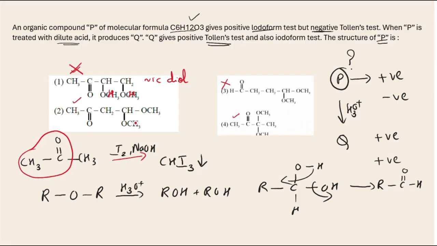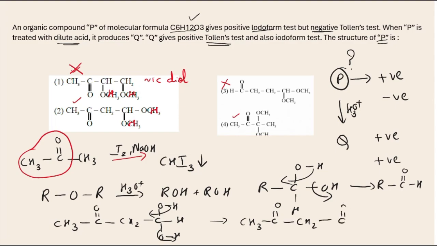Let's look at 2. Here you see this is going to be OH and OH. So that means it will undergo dehydration, or you can call this formation of the aldehyde. Look at this, how it will undergo dehydration like this. So what product are we going to get? CH3COCH2CHO. So in the question, when it is undergoing hydrolysis forming Q, it gives positive iodoform test and positive Tollens test. So both are there in the same molecule and it is obtained from the molecule given in option 2. Therefore, the right option is 2.